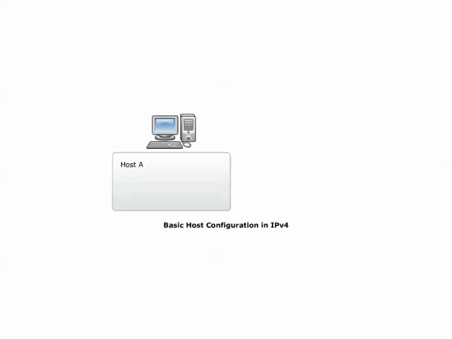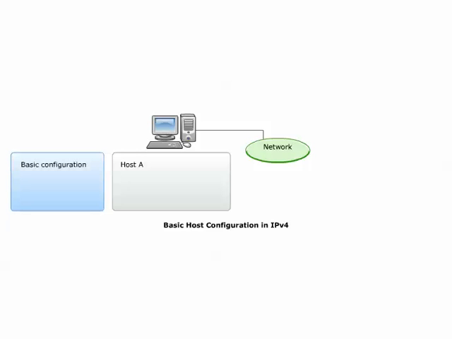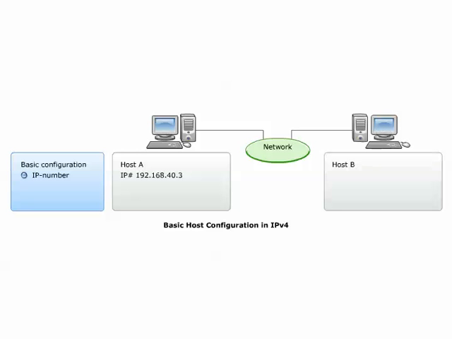A computer attached to an IPv4 network needs a basic configuration to be able to communicate with other hosts. A basic configuration starts with an IP number. To be able to send data to another host, that host also needs an IP address. All data is sent to IP addresses, not host names. When sending data, the host needs to find out if the recipient is connected to the same IP network.